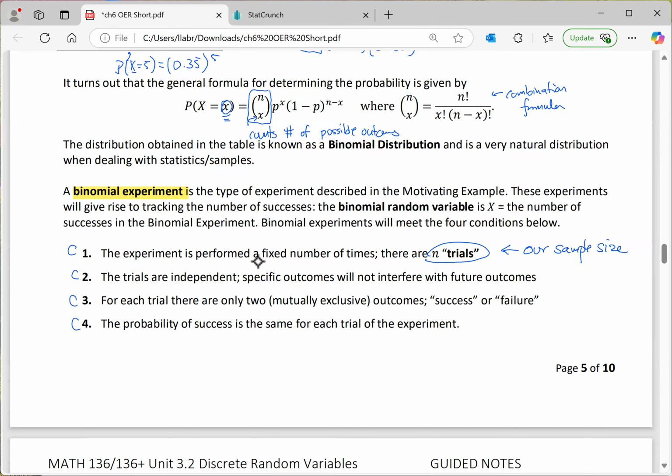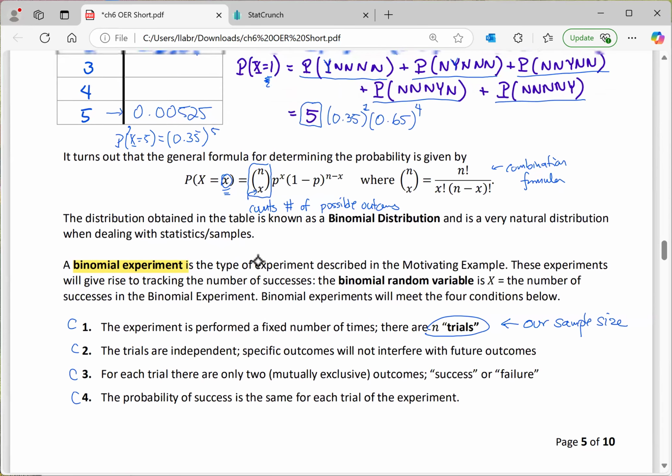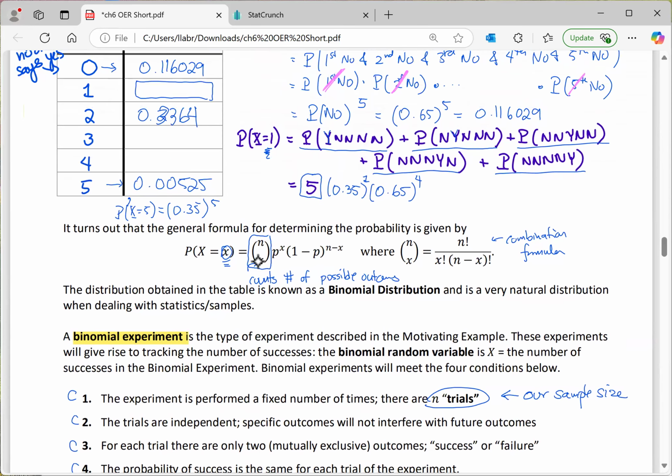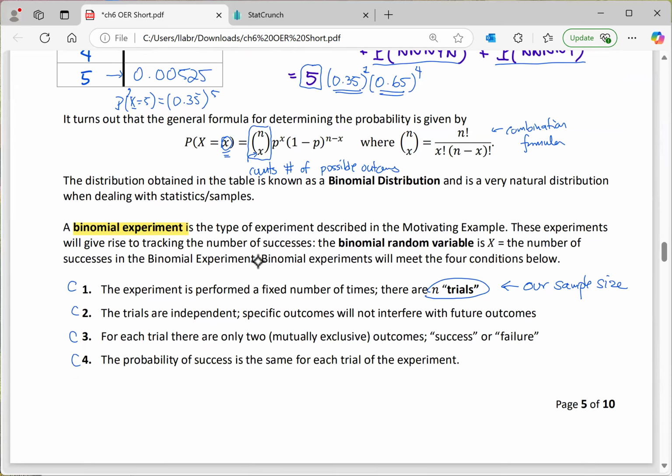Condition 2: are the trials independent? Whatever happens on the first trial should not influence what happens on the next trial. Part of the reason is you want these probabilities to remain the same each time. That one we're almost always going to be given. It's going to be assumed whenever you take a simple random sample, so we're going to assume that's true given a simple random sample.